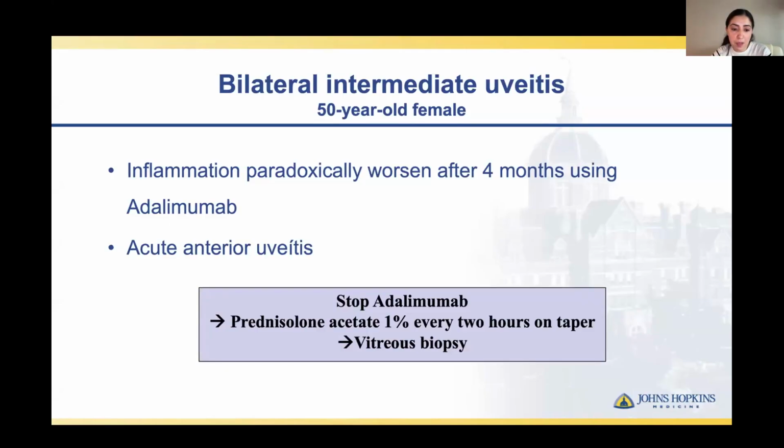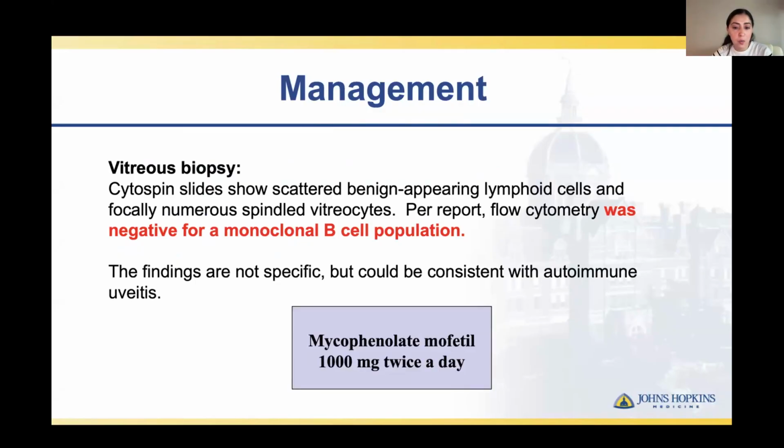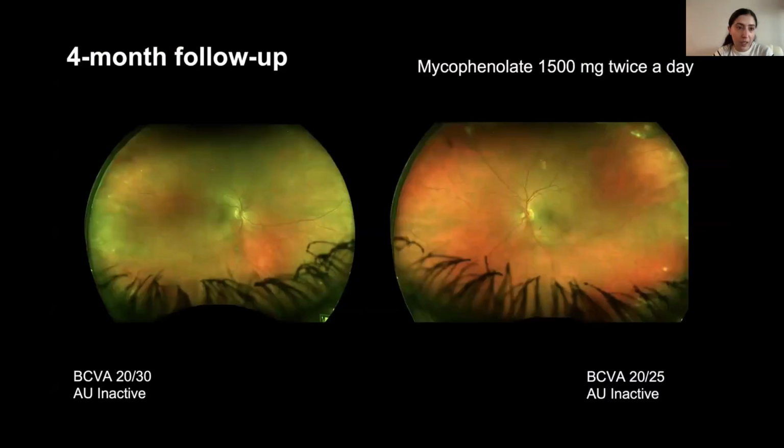We decided to stop adalimumab and start a topical steroid to treat the anterior uveitis, and we scheduled the patient for a vitreous biopsy to rule out intraocular lymphoma. The biopsy came back negative for a monoclonal B-cell population. However, pathology did mention that these findings were non-specific but could be associated with autoimmune uveitis. We started the patient on mycophenolate 100 milligrams twice a day. And at the 4th month follow-up, she had a noticeable improvement in her symptoms and vision.